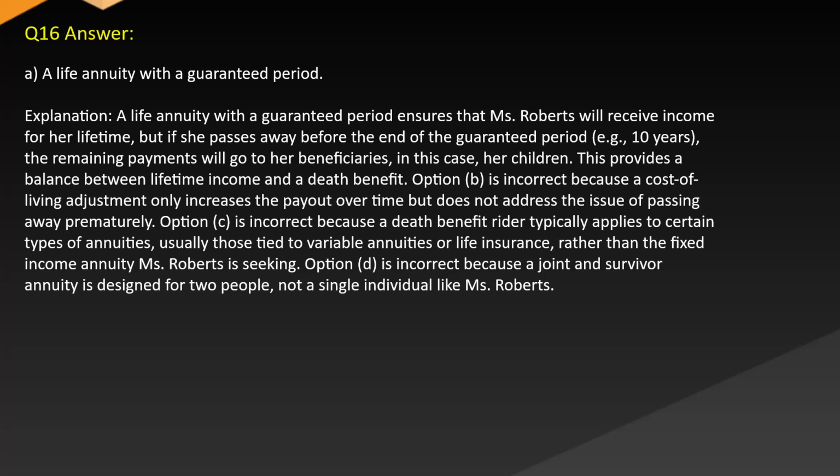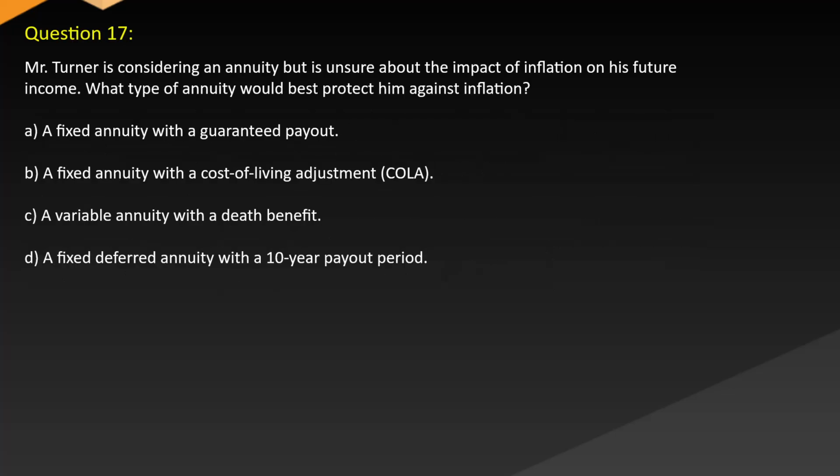Option B is incorrect because a cost of living adjustment only increases the payout over time but does not address the issue of passing away prematurely. Option C is incorrect because a death benefit rider typically applies to certain types of annuities, usually those tied to variable annuities or life insurance, rather than the fixed income annuity Ms. Roberts is seeking. Option D is incorrect because a joint and survivor annuity is designed for two people, not a single individual like Ms. Roberts.